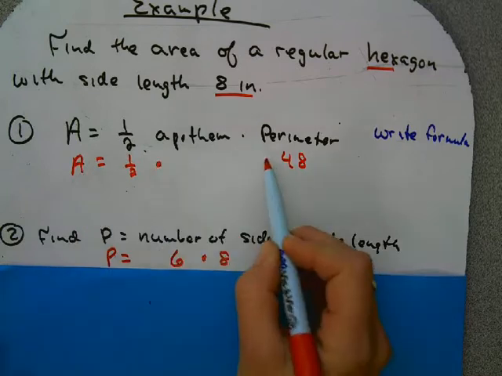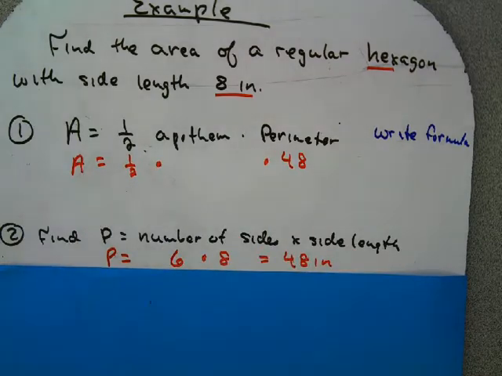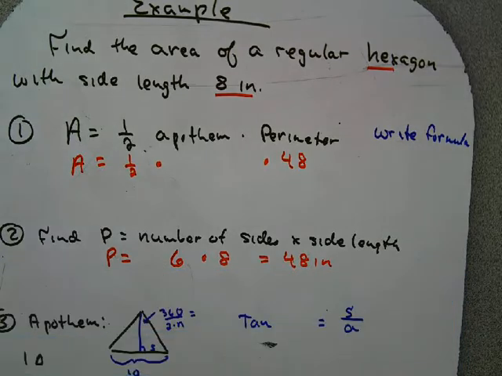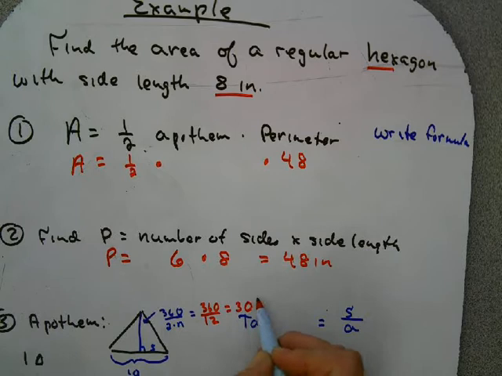Now all I need is my apothem. Well, you look at this triangle. This is just a cutout of one triangle of the hexagon. And I know to find my angle measure, it's 360 divided by 2 times the number of sides. Well, in a hexagon, that's 6 sides, so 6 times 2 is 12. 360 divided by 12 is 30. My angle measure is 30 degrees.